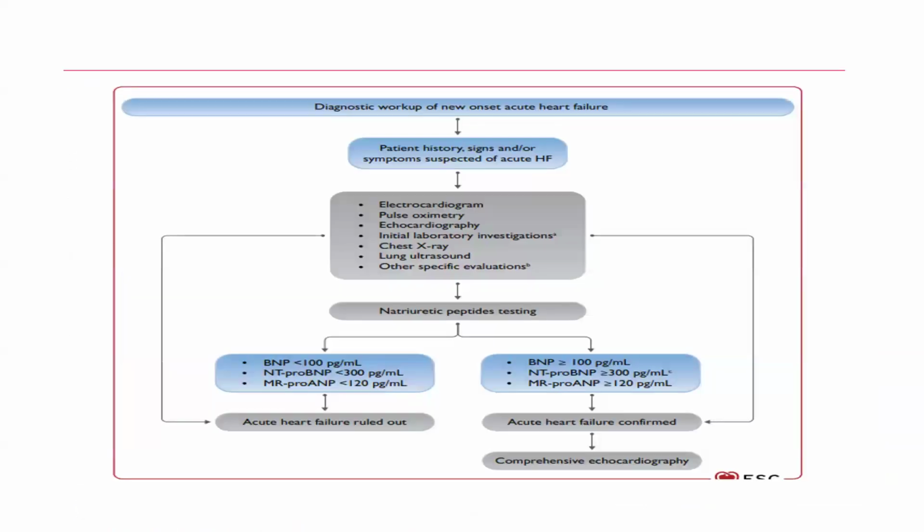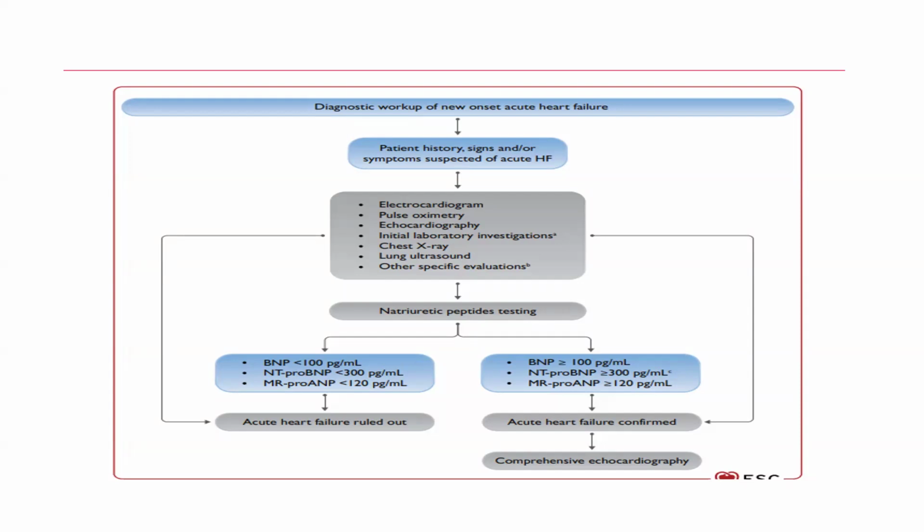So let's have a look at the diagnostic workup of new onset acute heart failure. If any patient is presenting with new onset acute heart failure, then we have to start with the history. We have to look for the specific signs and symptoms suspected of acute heart failure. Then we need to proceed with our investigations, which is in the form of ECG. We need to connect the patient to pulse oximetry. Once it is diagnosed as heart failure, then we need to do echocardiography of the patient to know whether it is systolic or diastolic.